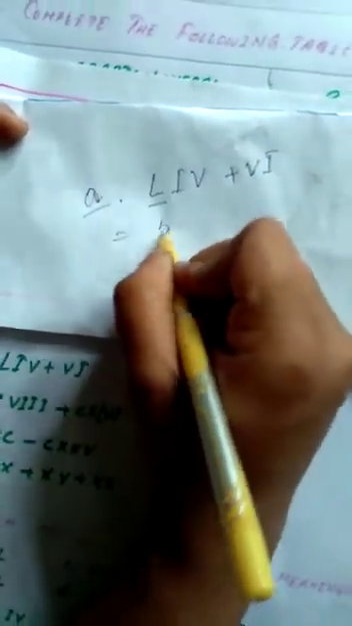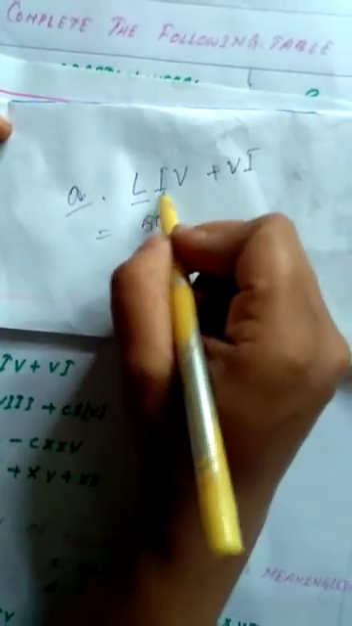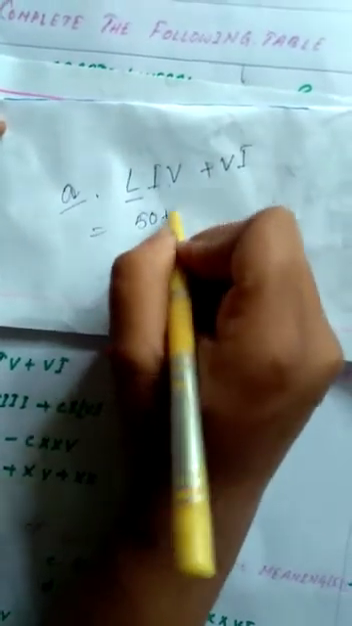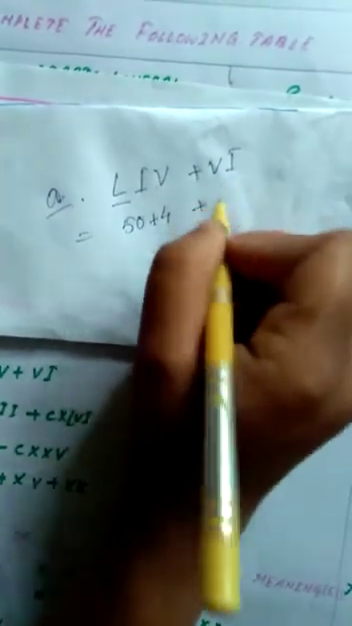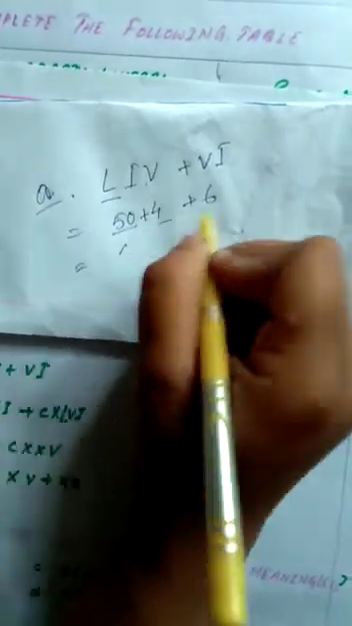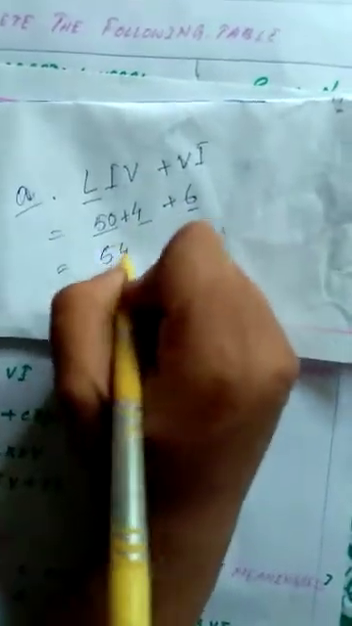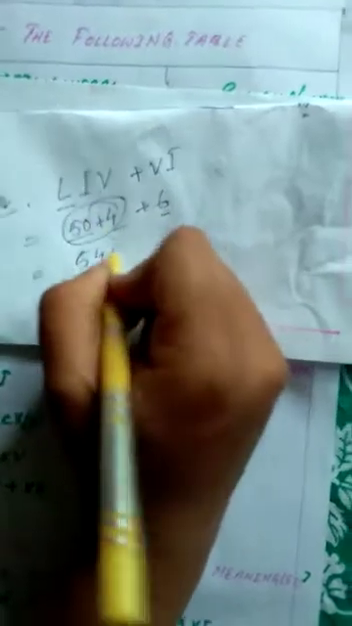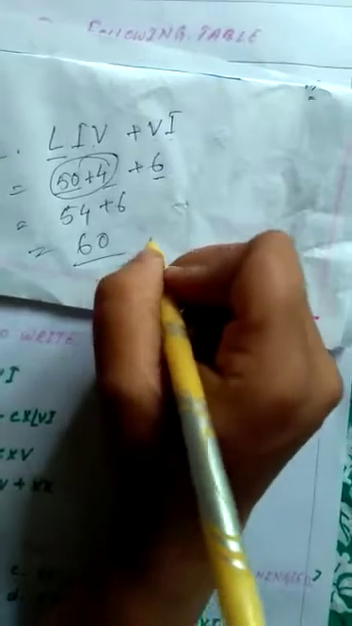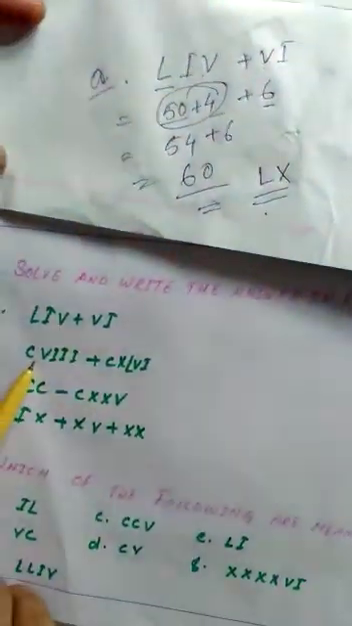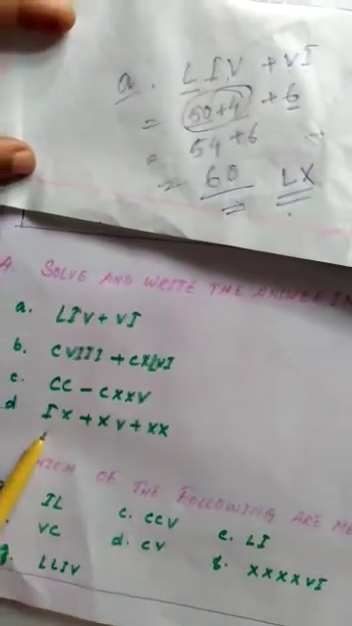L means 50 and IV means 4, so 50 plus 4, and VI means 6. So 50 plus 4 is actually 54, and 54 plus 6 comes to 60 in total. So how can you write 60? You can write LX. So the answer will be LX. This way you have to complete B, C and D also.